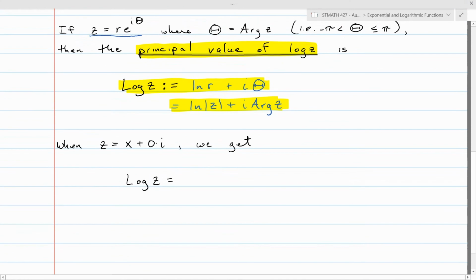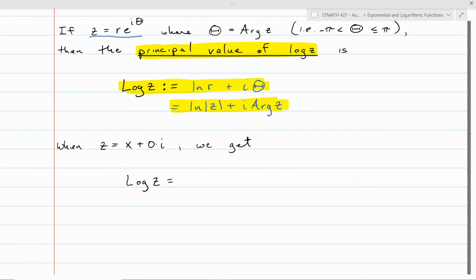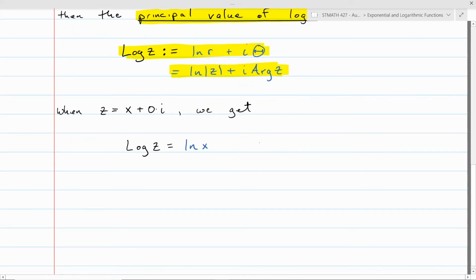And of course, if z is actually just a real number, then the principal logarithm of z just ends up being the natural log of x, right? Because the argument would be 0 for a real number, and z just collapses to x. And so in the formula in yellow just above, you'd have the natural log of the modulus of z is just x, or natural log of x, and the other part is equal to 0. So the point here is that the old natural logarithm is just a special part of our new kind of logarithm, the principal logarithm.